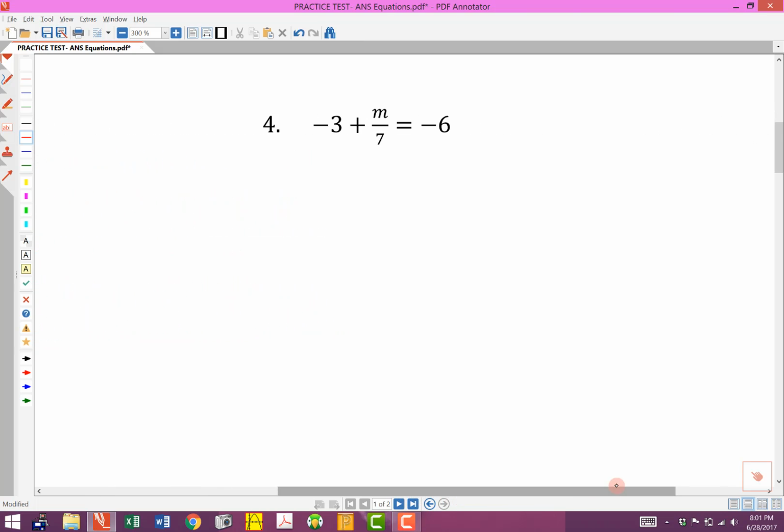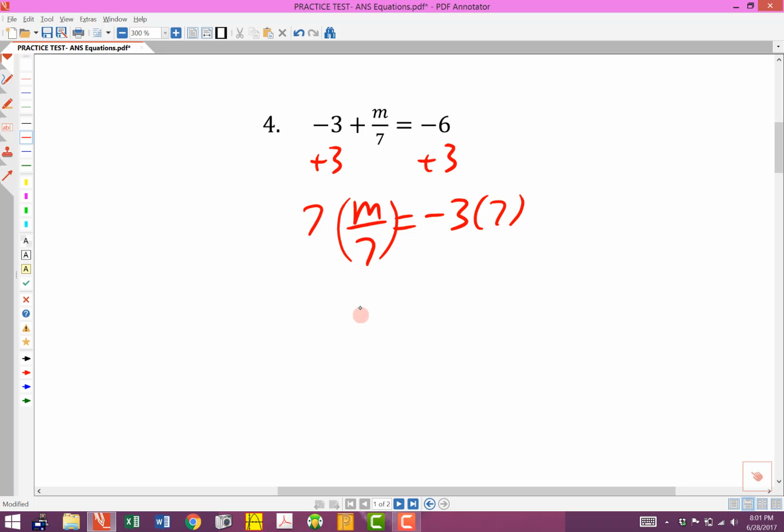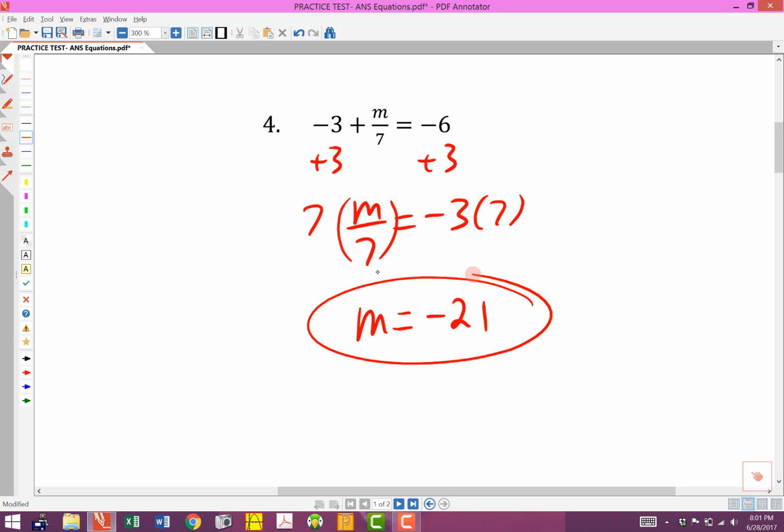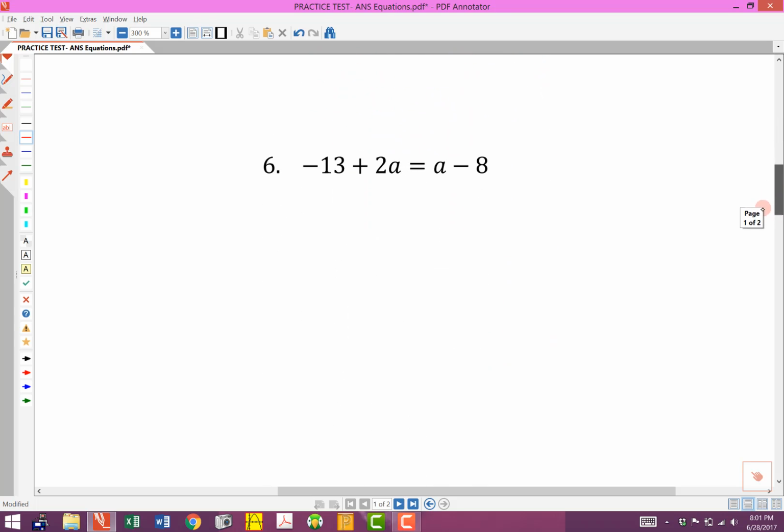Here's number 4. Here's the variable term, so we're going to leave that alone. We're going to isolate it by getting rid of the subtracting 3, so I'm going to add 3 to both sides. So we get m over 7 equals, let's see, negative 6 plus 3 is going to be negative 3. Difference is 3, bigger one's negative. Okay, and then we're going to undo dividing by 7 by multiplying both sides by 7. Those are going to cancel. We end up with an m over here and a negative 21 on that side. So there's our answer to number 4.